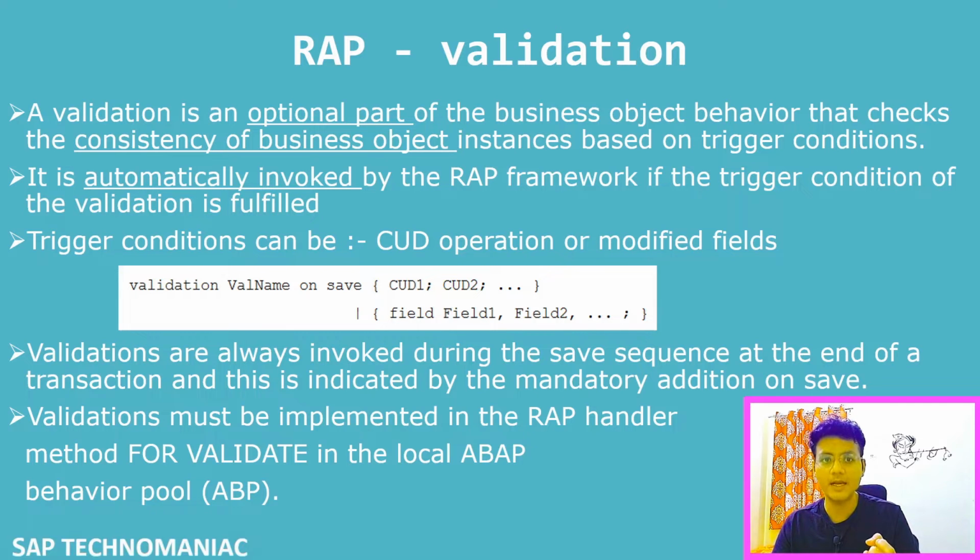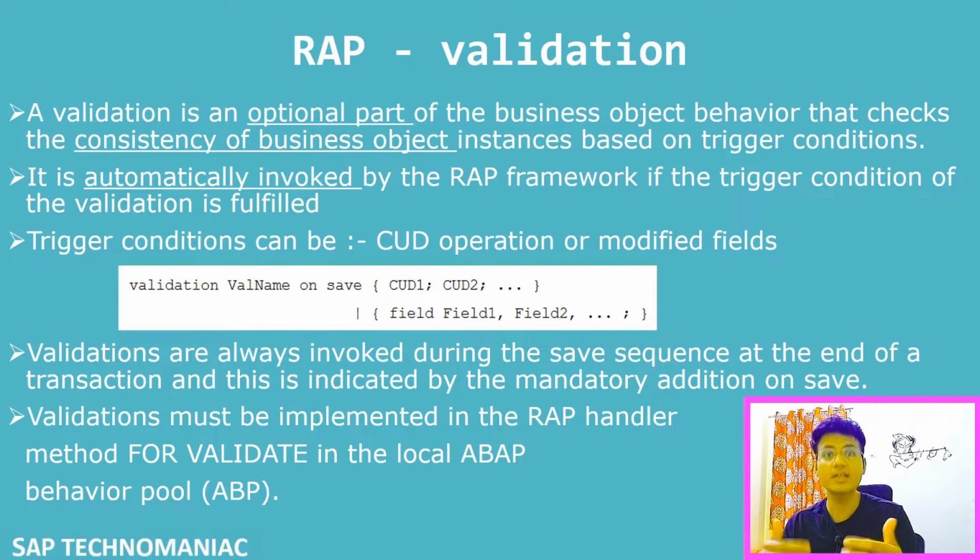It should not happen ideally. We have to validate those fields. To validate those fields, we will write the validations. So what are validations? Validations are the optional part of the business object which help us to maintain the business object consistency.